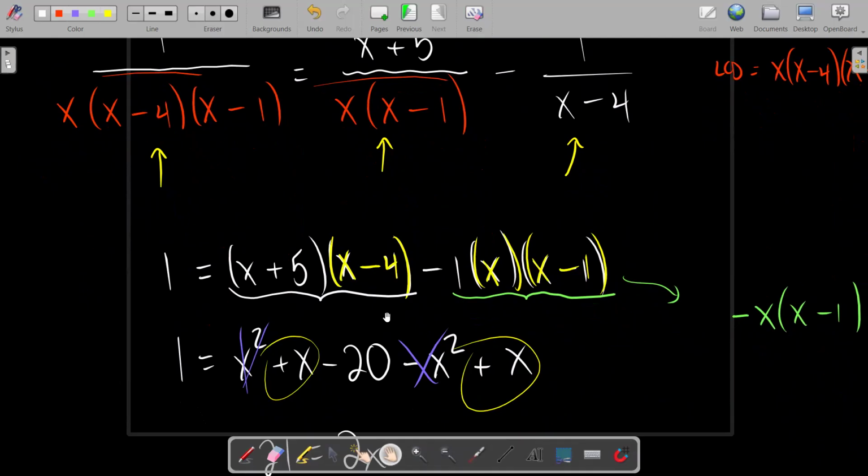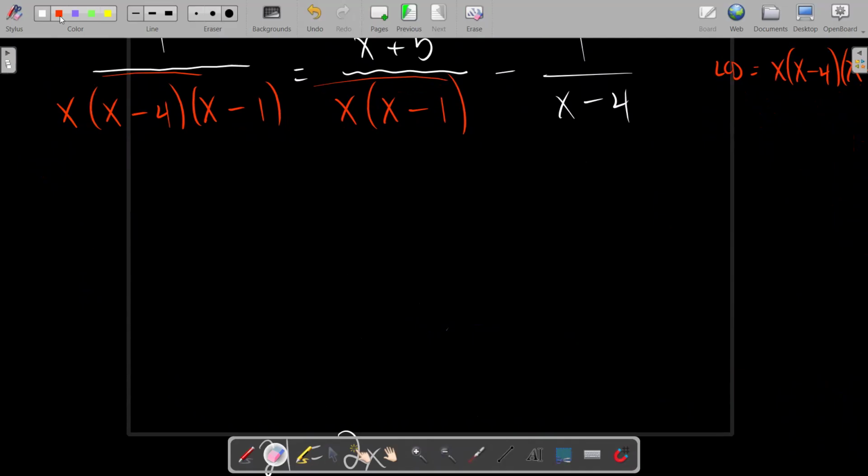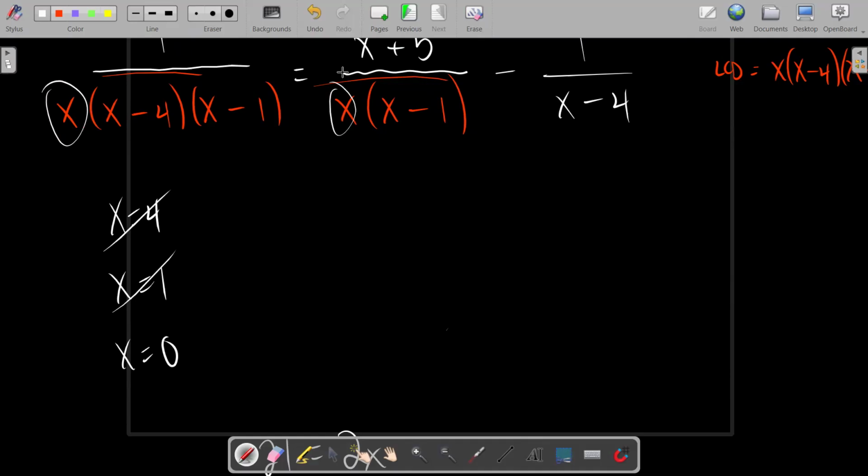What are the three answers I could get? Let's see if you're paying attention. What are the three answers I could get that I would have to cross out? Give me one of them. Say again. If I had gotten x equals 4, I would cross it off. What else? If I had gotten x equals 1, I would cross it off. And the third one, you guys are amazing. 0. Don't forget that if you have a free range x, anything like that, an x, 2x, 3x, 0 is the bad guy there.